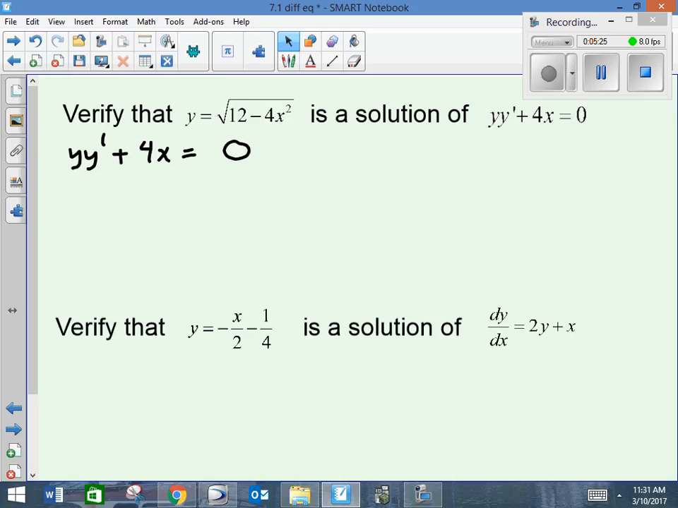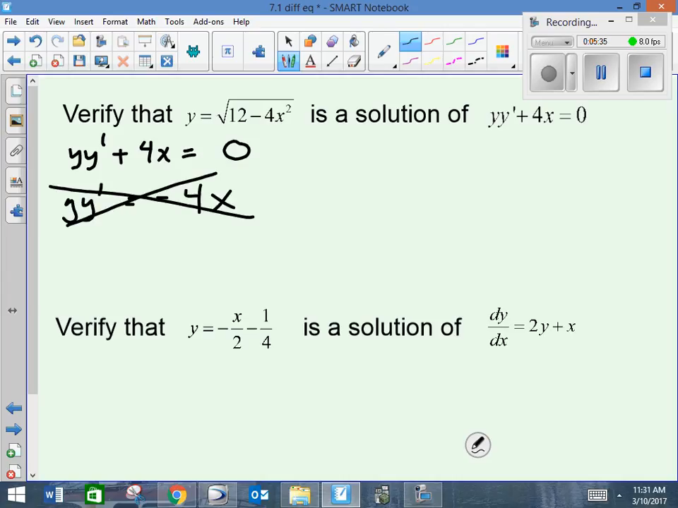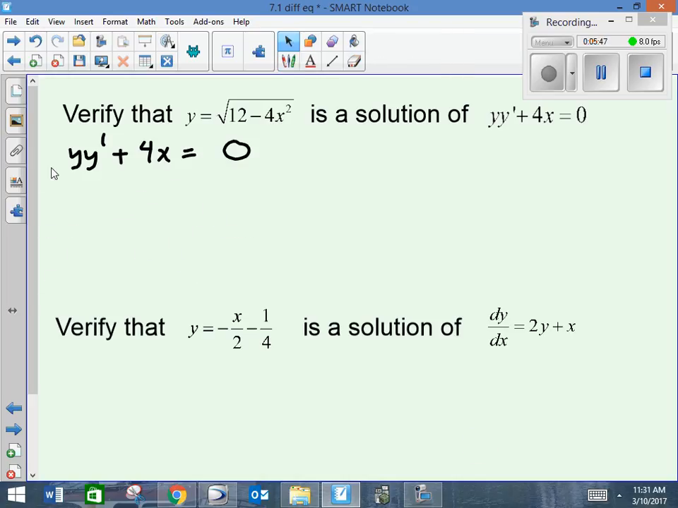The thing you can't do, though, is manipulate. You can't start moving around like this. Okay, don't do that because you're already assuming it's equal once you manipulate. Okay, so we just have to put in y prime. All right. Oh, we should have put in y too, shouldn't we? All right, let's try again here. What's y?